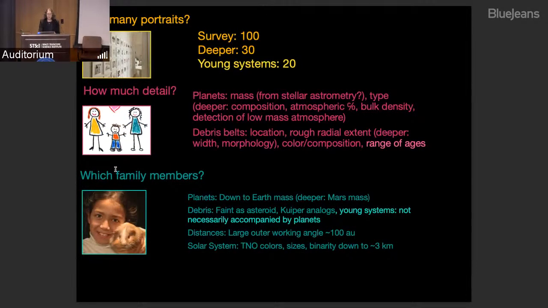So how many portraits here? I would say it'd be great to get at least 20 young systems with a range of ages, and systems that don't necessarily have planets there. We might, in this case, be just as interested in systems that haven't formed their full-fledged planets yet.